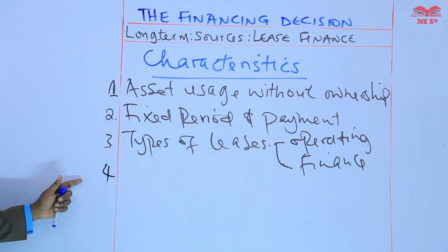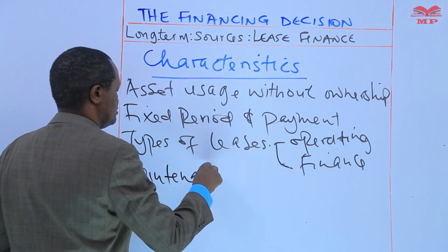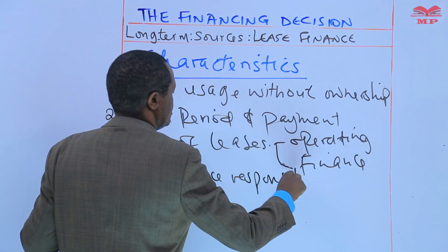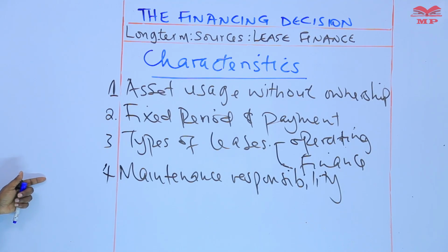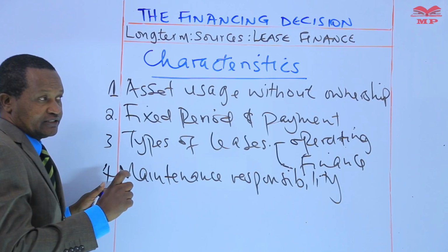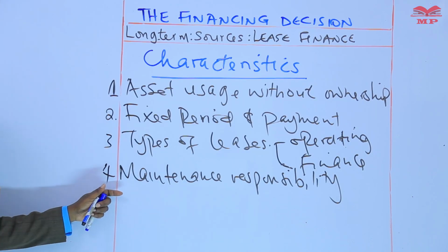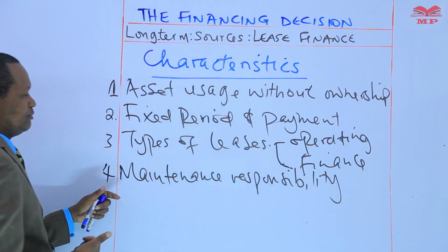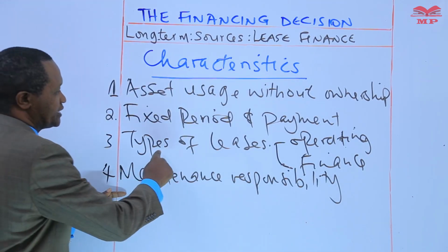The fourth characteristic is in relation to maintenance responsibility. The lessor may retain responsibility for maintaining and servicing the leased asset in operating leases. Do you understand? While the lessee may take on such responsibilities in the finance lease agreement. So for maintenance responsibility, the one who maintains the asset is dependent on the type of the lease.